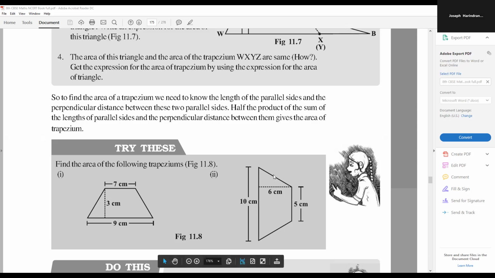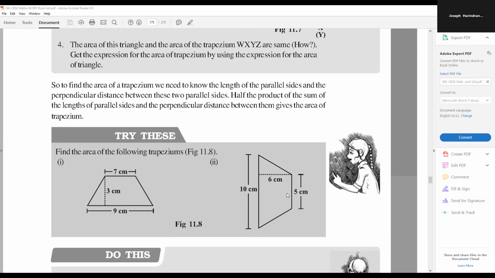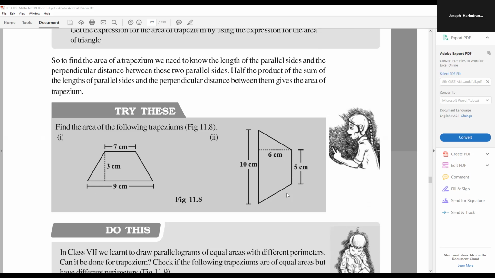You could work out the next one. You could note down this. This is actually the parallel sides, 5 centimeter and 10 centimeter. 6 centimeters is the distance between the two parallel sides. That is the height of the trapezium. We think the trapezium is rotated. That's all we can say.